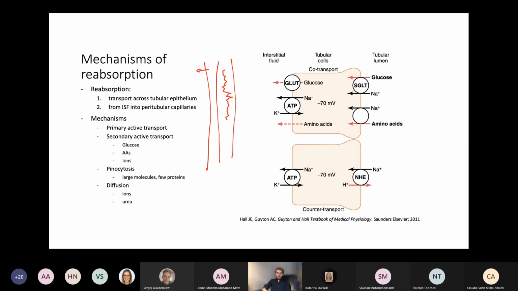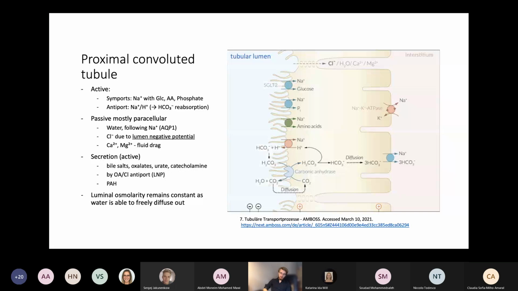renal tubule. Now, we need to look exactly at what happens in which section of the tubule. The proximal convoluted tubule is where most substances that were primarily filtered are reabsorbed as well. In the proximal convoluted tubule, all amino acids, all of the glucose, and most of the phosphate is reabsorbed. This is done by sodium-glucose or sodium-amino acid co-transporters.